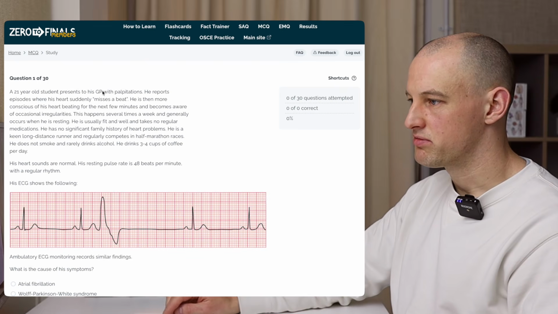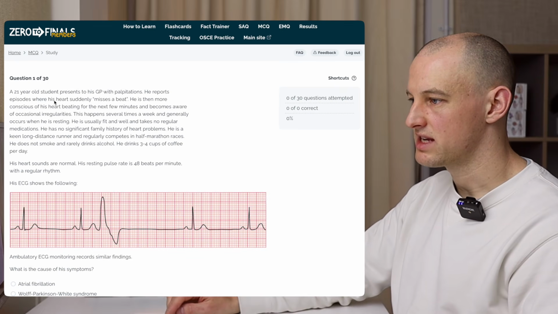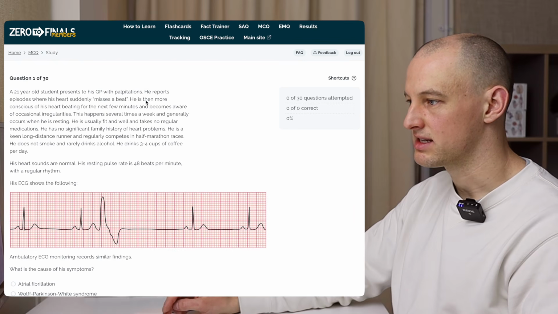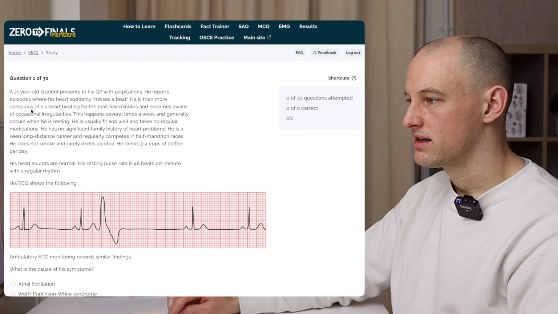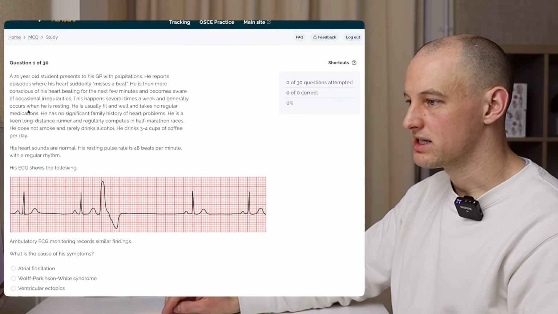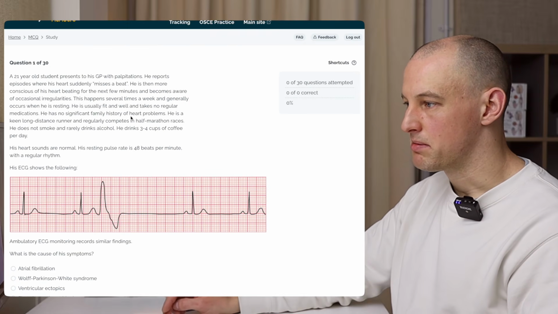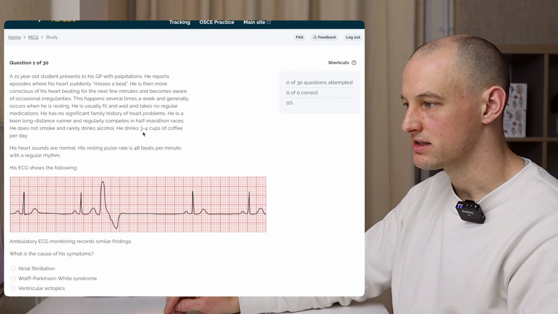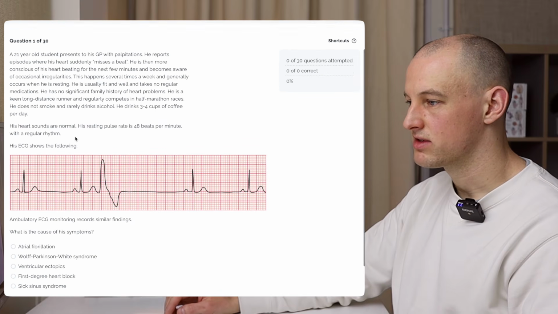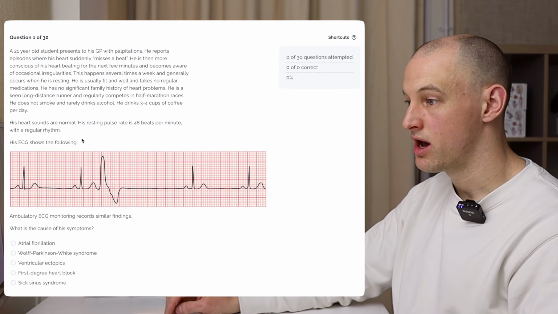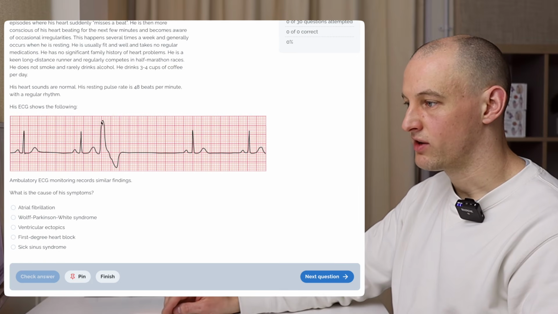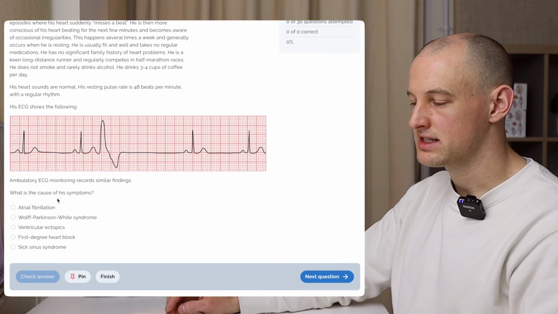A 21-year-old student presents to his GP with palpitations. He reports episodes where his heart suddenly misses a beat. He is then more conscious of his heart beating for the next few minutes and becomes aware of occasional irregularities. This happens several times a week and generally occurs when he's resting, and so on. He's pretty fit and healthy, does half marathons, drinks lots of coffee. His heart sounds are normal, pulse is a bit low, and his ECG is as follows. Ambulatory ECG monitoring records similar findings. What's the cause of his symptoms?